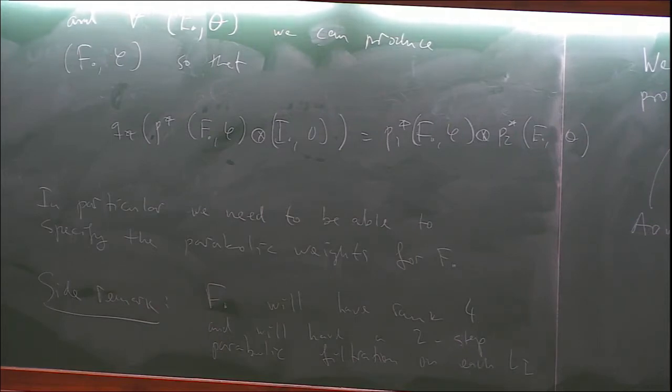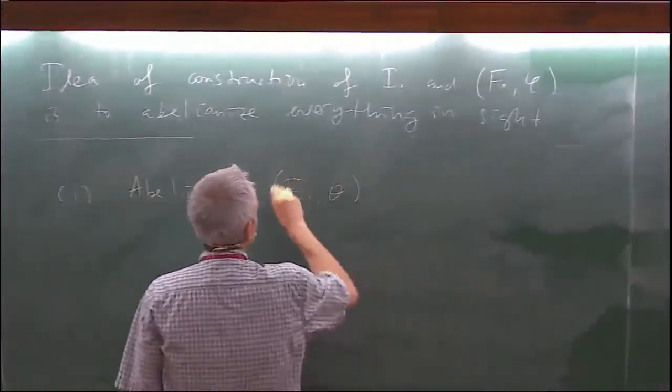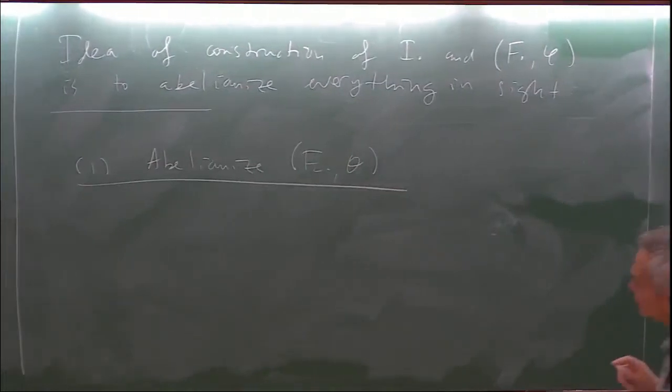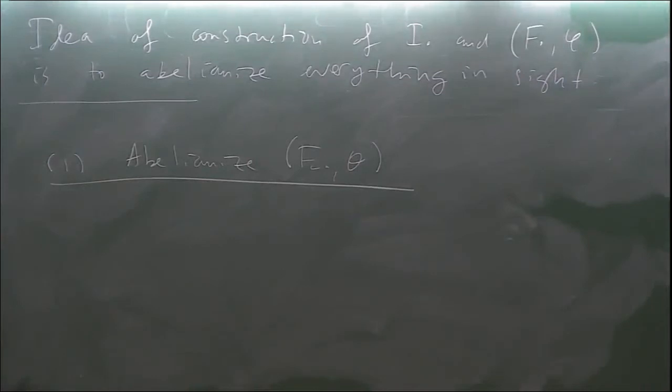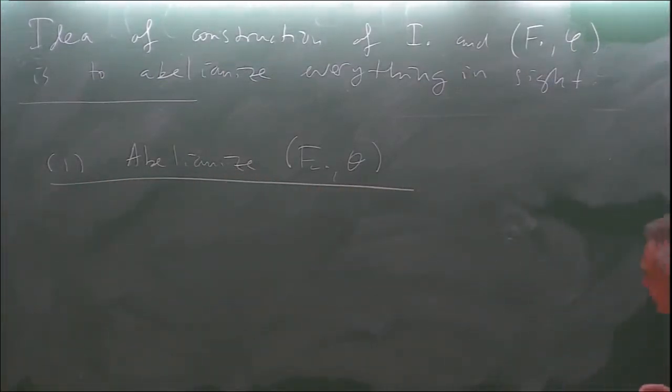So that's the strategy. Let me now get into the details. So the first thing will be to abelianize E dot theta. The abelianization of E dot theta is the usual spectral construction. The only problem is that in this case, we're dealing with a slightly awkward symplectic leaf in the moduli of Higgs bundles.